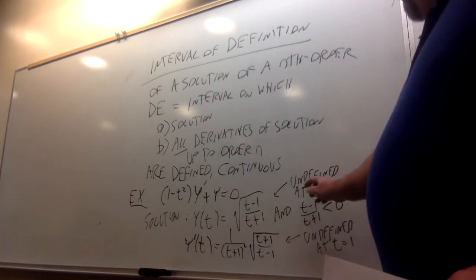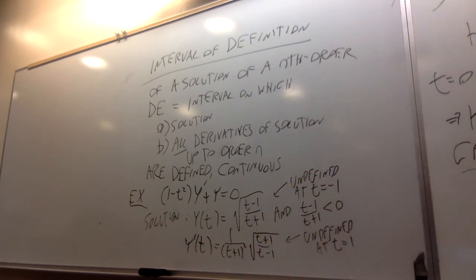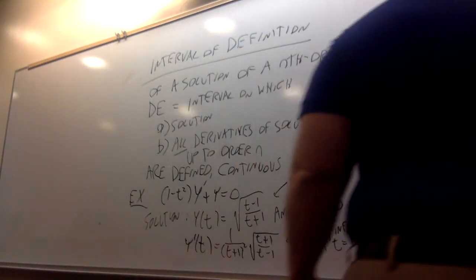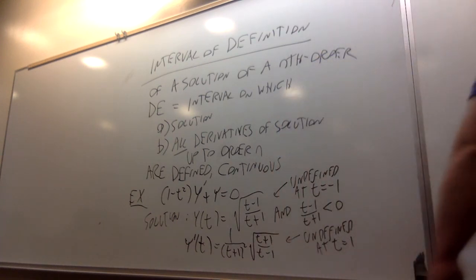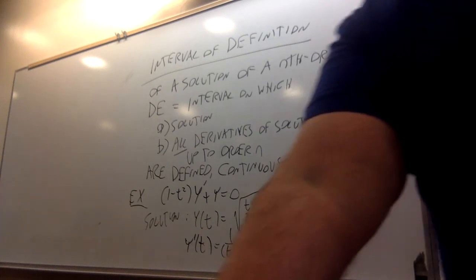Now these issues with the solution are also issues for a derivative, but now we have something more, that t equals 1 is a no-no. So what can we say about intervals of definition?